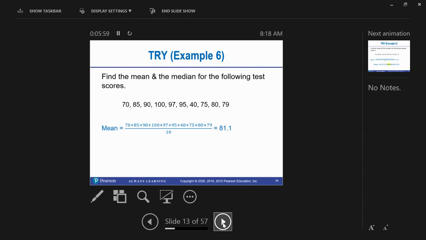Okay. Then for the median, you had to reorder your numbers. Since we had 10 numbers, we had to look at the two middle numbers, which are 80 and 85. And so take those two and average them. And so did you get a median of 82.5?